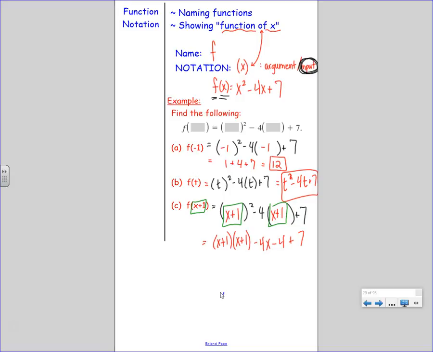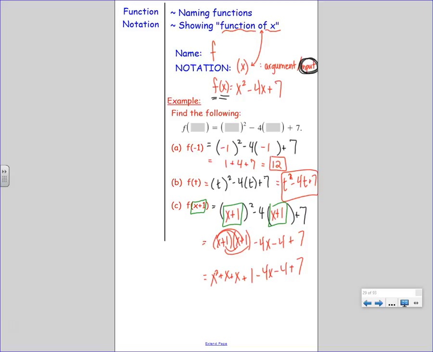Alright, so what am I going to do to finish this puppy off? FOIL. X times x. Outer. Inner. Last. Minus 4x minus 4 plus 7. Now, the name of the game is, you guys tell me, how do you simplify?